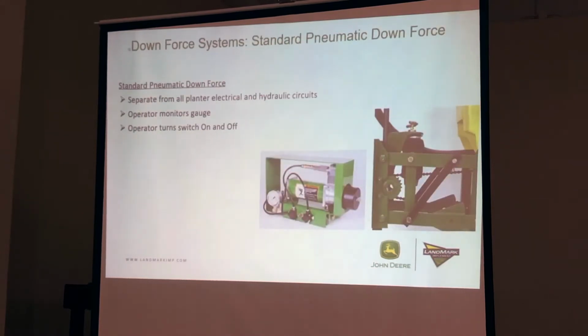The first of those is the standard pneumatic downforce system that is separate from the planter electrical and hydraulic circuits. This would be your small compressor that you have mounted in the cab of the tractor, and you're going to have a mechanical gauge on that compressor that you're going to monitor, and you're going to have a switch that you flip on and off to pump up the pressure on your downforce and a dump valve to relieve pressure on the downforce system.